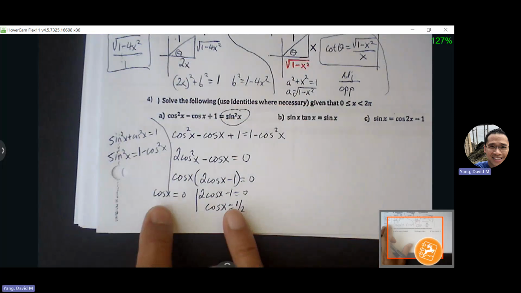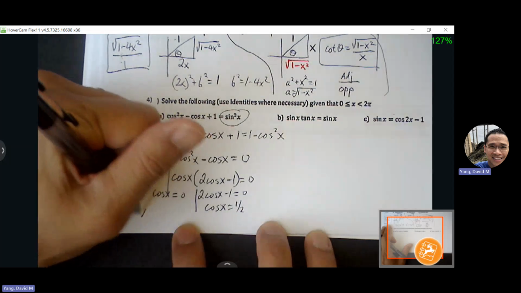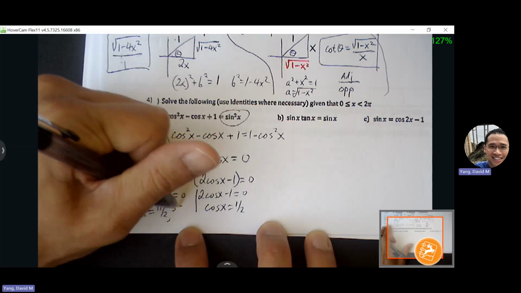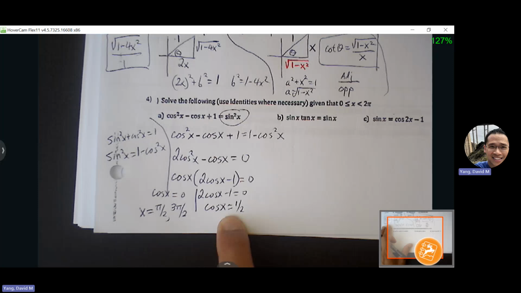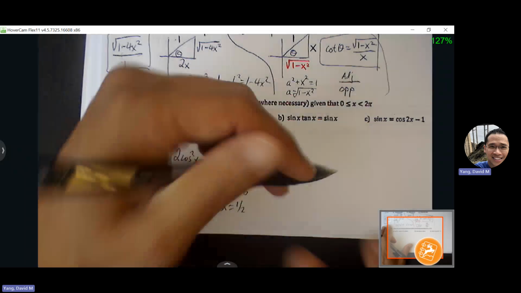So then we think about our unit circle values. Cosine of x equal to 0 when x is equal to pi over 2 and 3 pi over 2. And then cosine of x equals 1/2. That's going to be in that pi over 3 family. And then we know cosine is positive in the first and the fourth quadrant. So pi over 3 and 5 pi over 3.